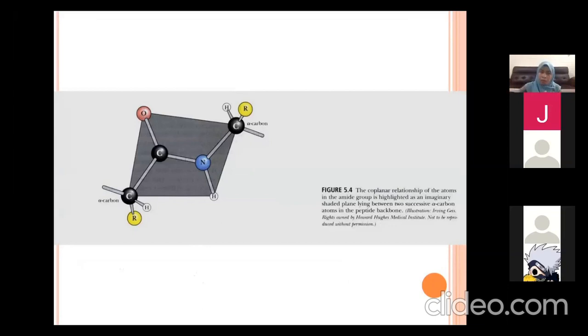Clockwise or anti-clockwise, something like that. How many degrees? Like 90 degrees, clockwise or 180 degrees. So it will be the other way.